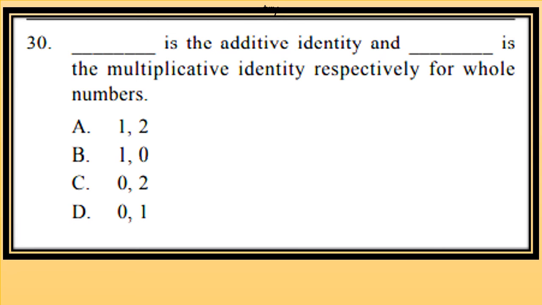Dash is the additive identity and dash is the multiplicative identity respectively for whole numbers. Now additive identity is one that when we add it to any number it will not change the result. Similarly multiplicative identity is one which when we multiply it with any number it will not change the result.